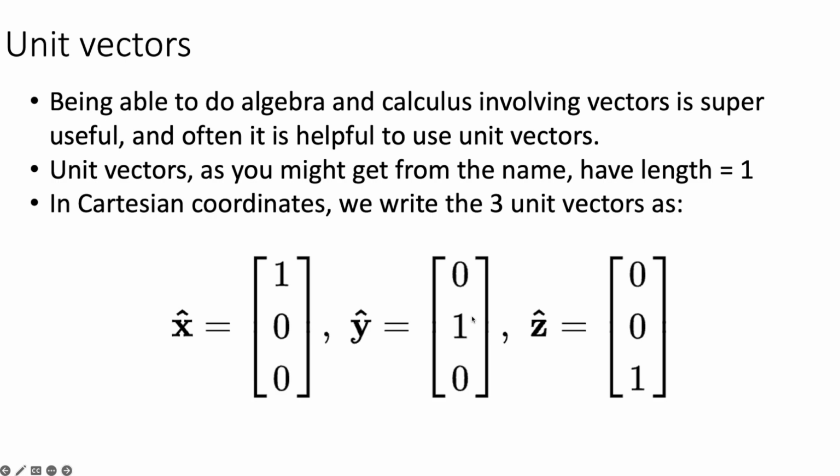And then y is an arrow of length 1 along the y-axis. Same thing with z. So we call these the 3 unit vectors in Cartesian coordinates. Cartesian coordinates is our x, y, z coordinate system that we so commonly use, and this is how we write it as unit vectors. And so, why would you do this?